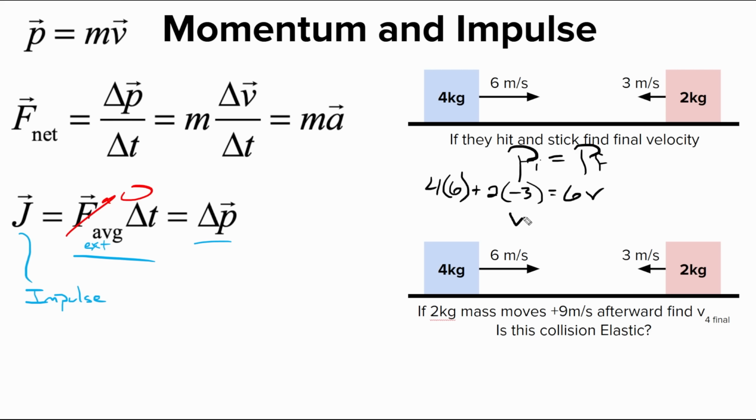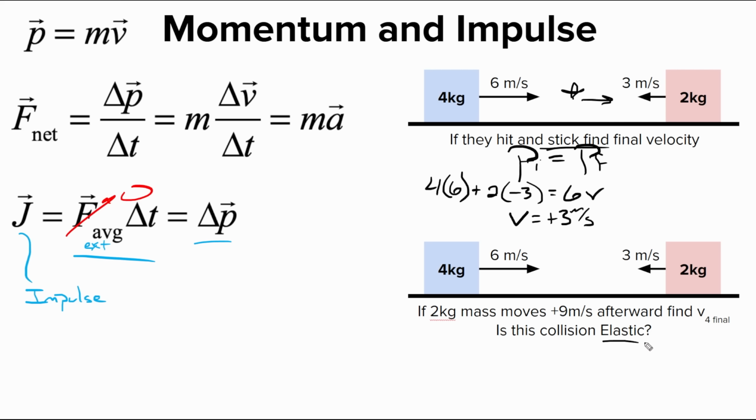If you solve this for V, you get a V final of +3 meters per second. So afterward, they stick together and they're moving to the right at 3 meters per second. That's called a totally inelastic collision when they stick together. They're going to lose kinetic energy. They don't lose any momentum in that collision because there was no external forces, but they do lose kinetic energy. It turns to like thermal energy.